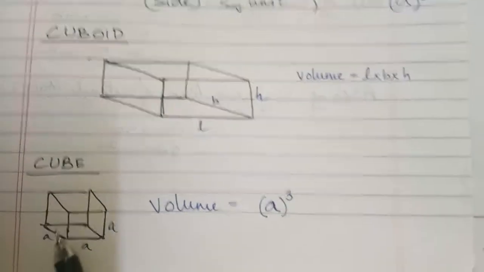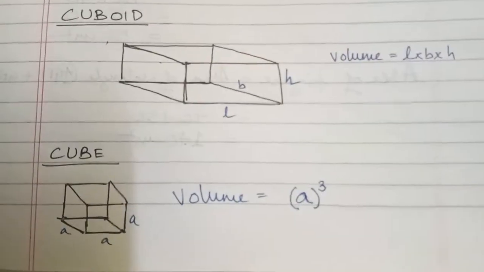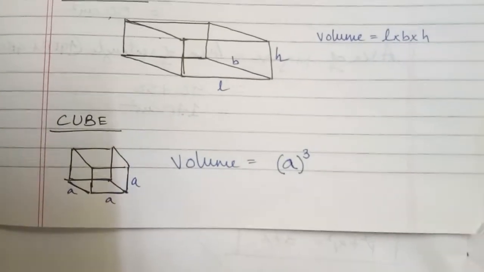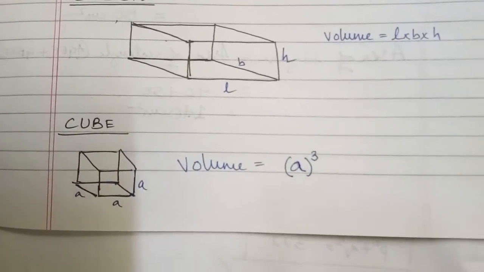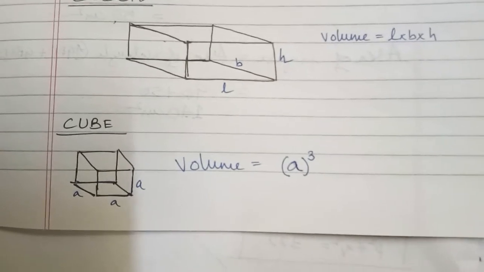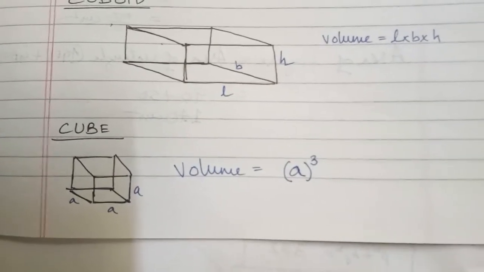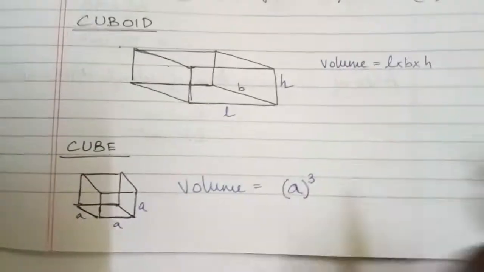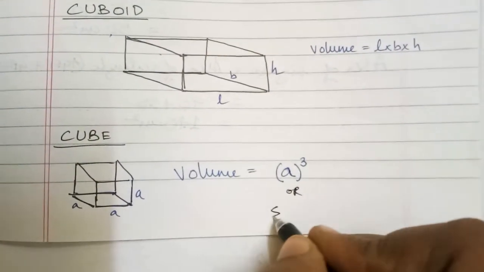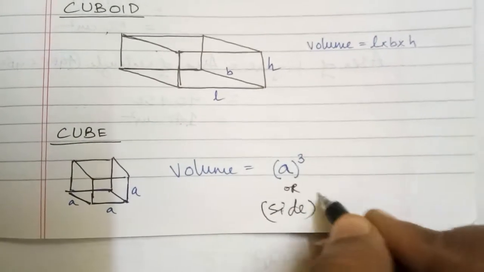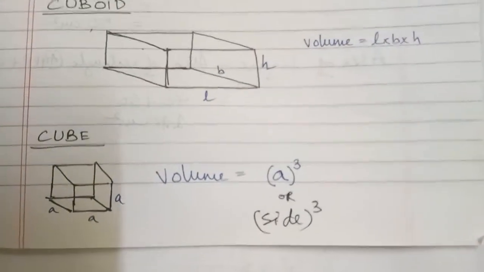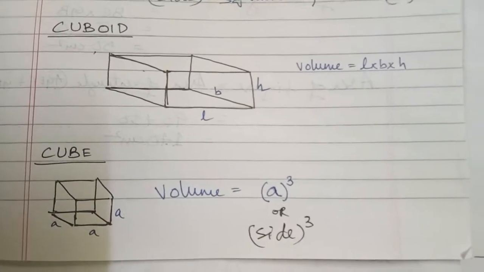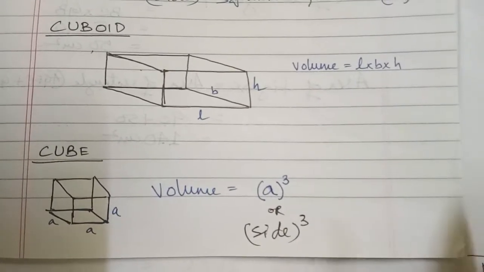Next, we are getting a cube. What does a cube mean? I can give you an example: the dice used in Ludo games, you have seen it. That is only a cube. Just imagine that. And the volume will be A cube, or side cube, side whole cube. Then the unit will be meter cube or centimeter cube.